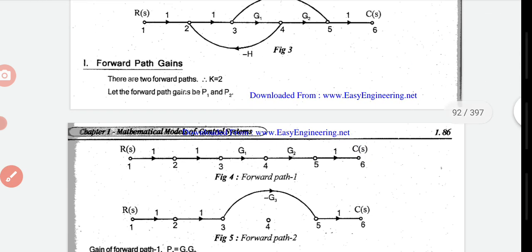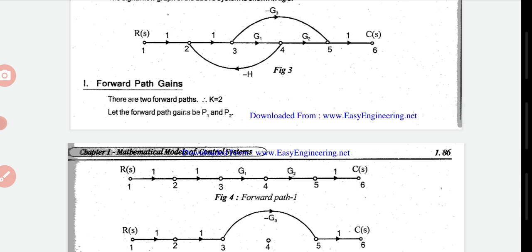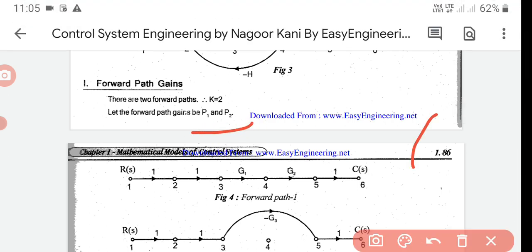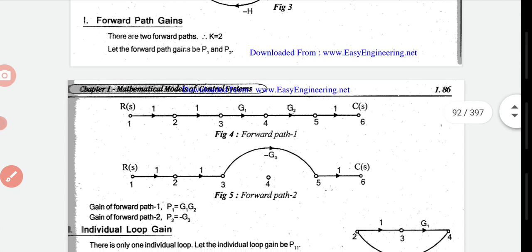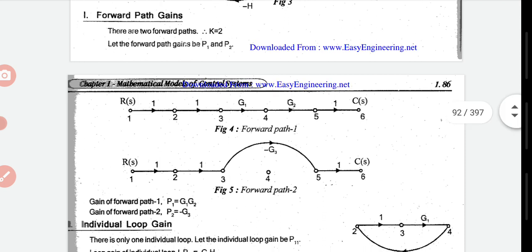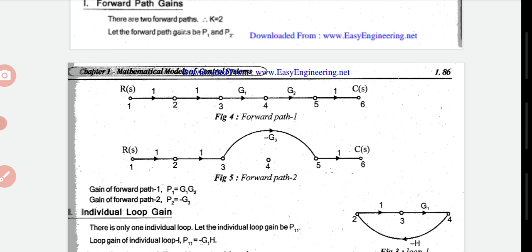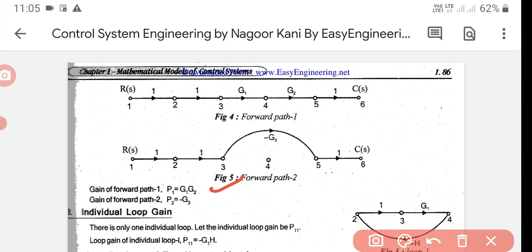Now the forward path gain has to be calculated. How do we represent it? As P1 and P2. Now we calculate the forward path gain for the first forward path, P1. From node 1 to 6, this is a direct forward path, the main forward path. What is the gain value? We multiply all the gain values here: G1, G2. So the first forward path gain is P1 = G1 G2.